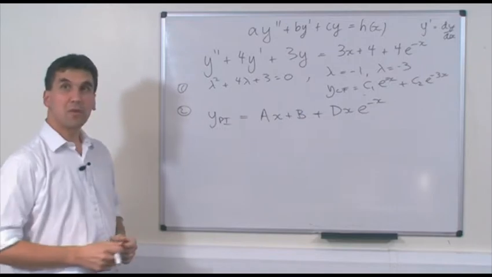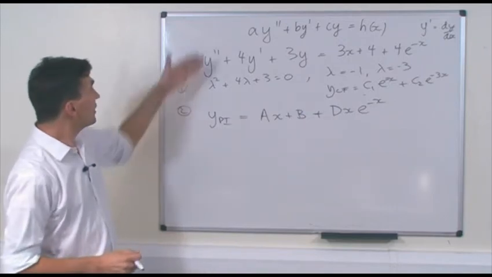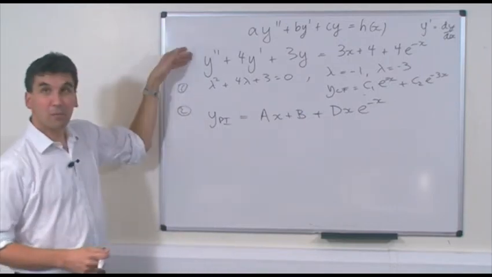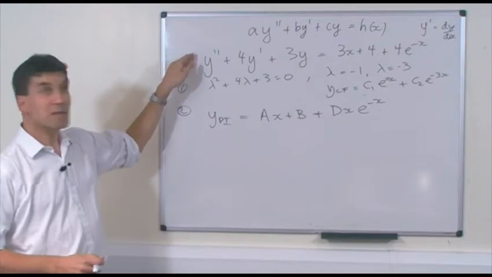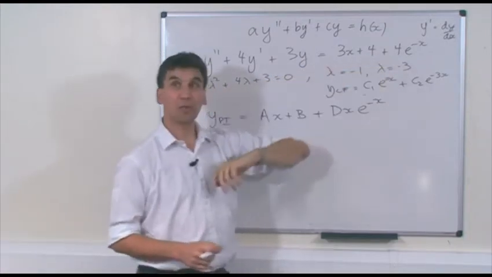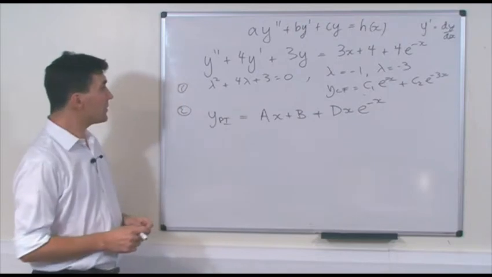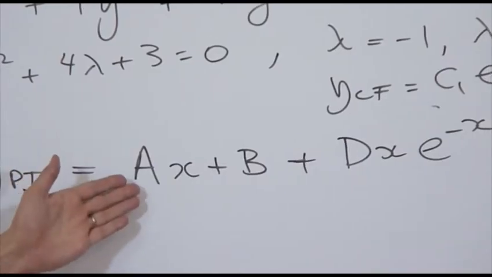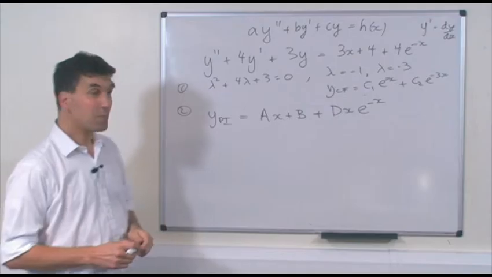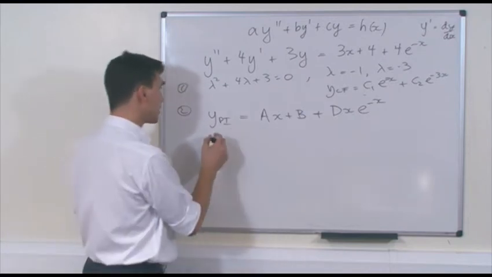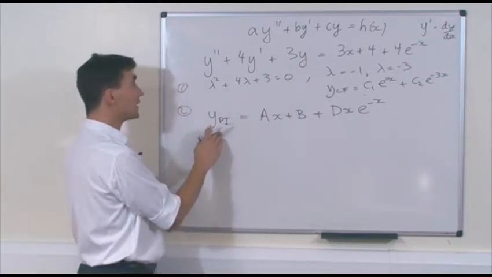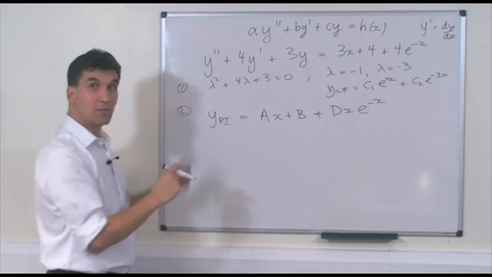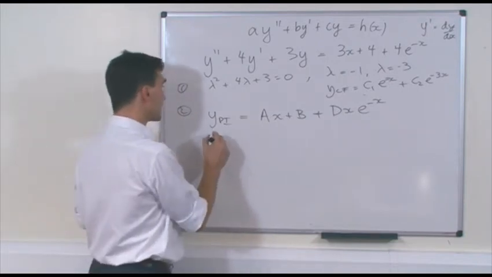Now this is supposed to be a solution of this equation, y'' + 4y' + 3y = 3x + 4 + 4e^(-x). If it's going to be a solution of that equation, we're going to have to find the values of a, b, and d that make it work. So to do that, we substitute that into the equation. So we need the first and second derivative of this function.